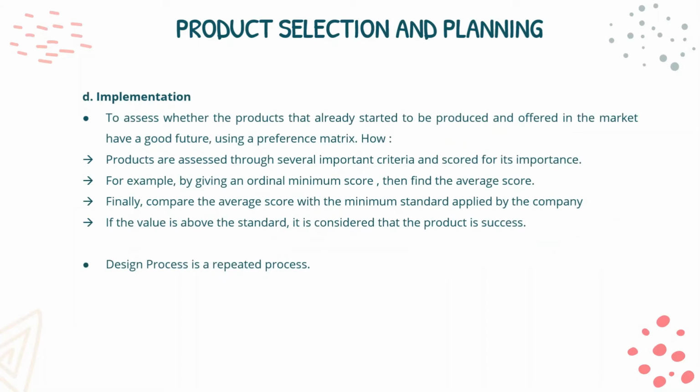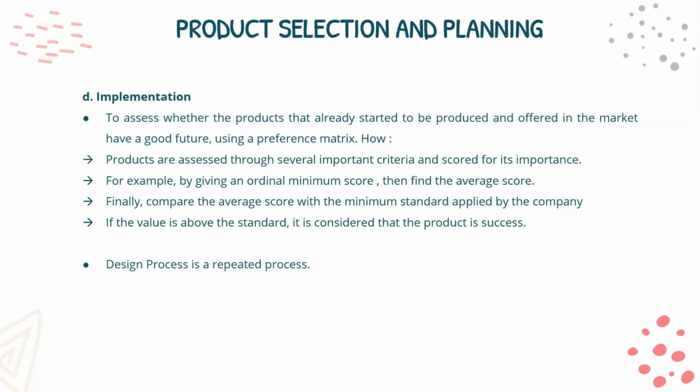And after you make your prototype and check that the quality is good and it's ready to enter the market, then you can go with the implementation, to assess whether the products that have started to be produced and offered in the market have a good future. You can use a preference matrix. And how can you use your preference matrix?